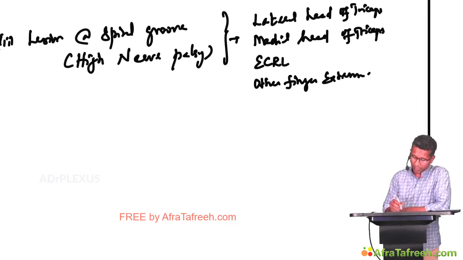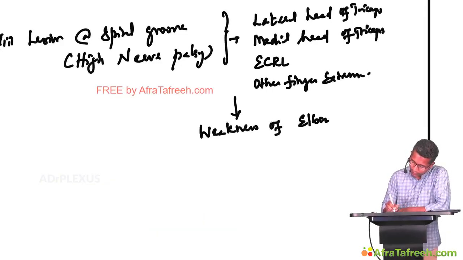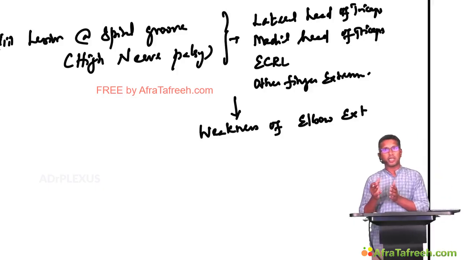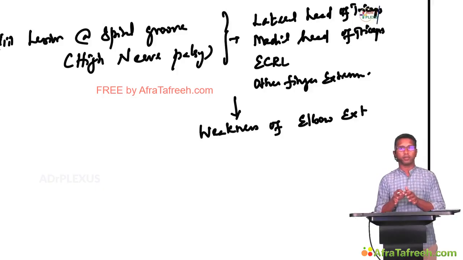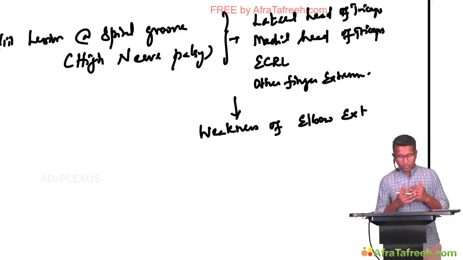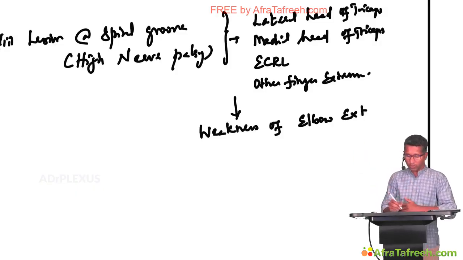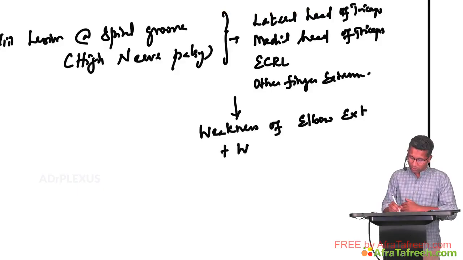So this patient will have the following findings. He will have weakness of elbow extension. Because his lateral head is not working and medial head has become weak, there will be weakness of elbow extension. Since all the other muscles below are getting affected, the patient will have wrist drop, finger drop, and the patient will also have thumb drop.